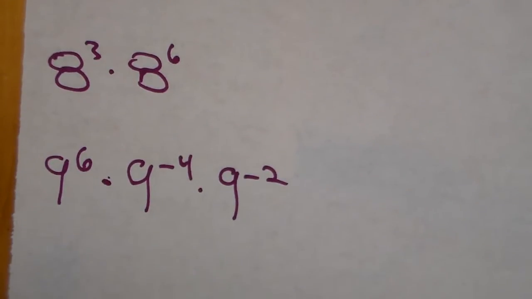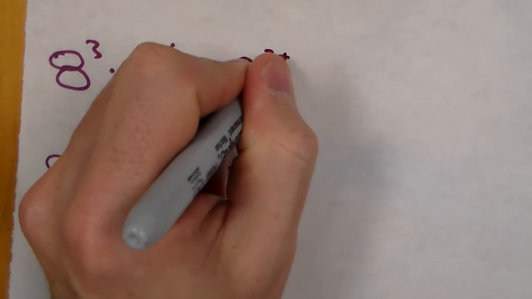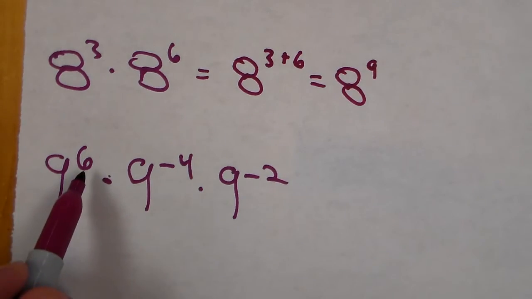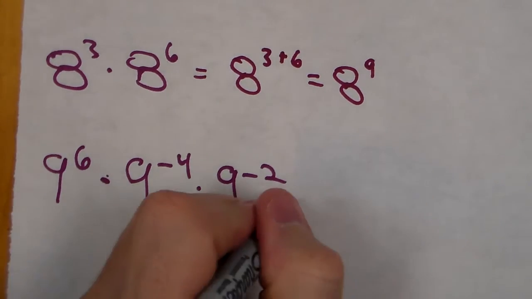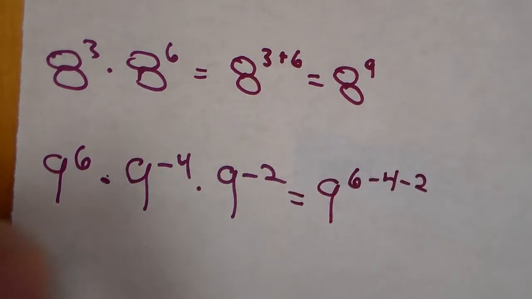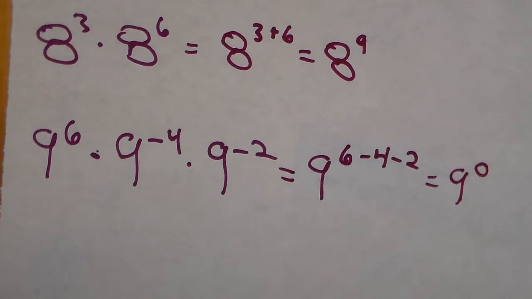So what if we went to something like 8 to the third and 8 to the sixth? That says we have 3 plus 6, or 8 to the ninth. If we had 9 to the sixth, 9 to the negative fourth, and 9 to the negative 2, we're just going to add them all for the exponents because they all have the same base of 9, and we get 9 to the 0.